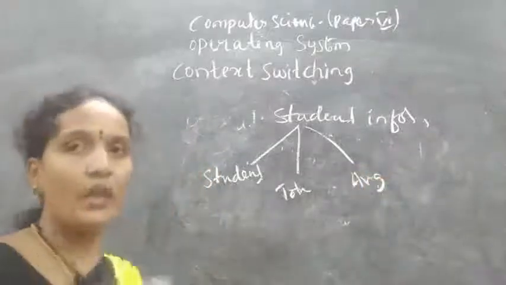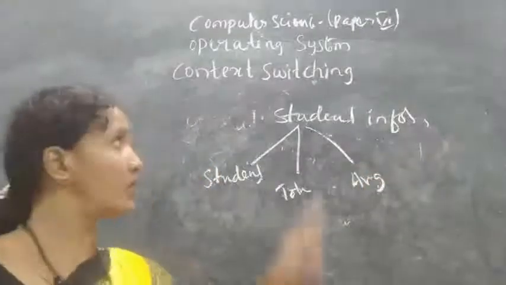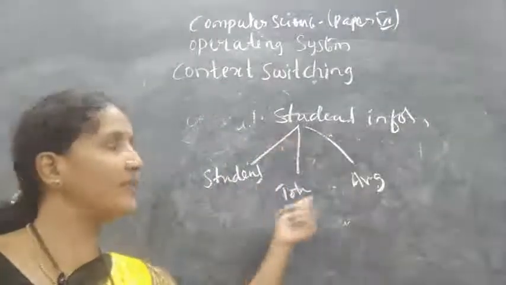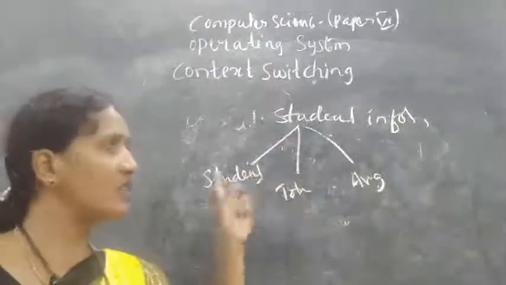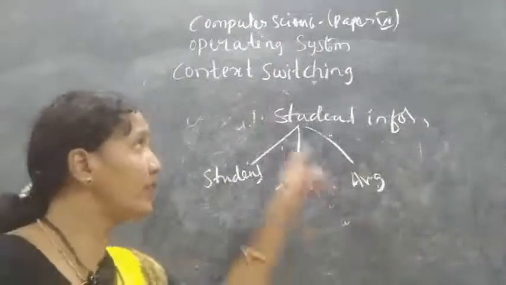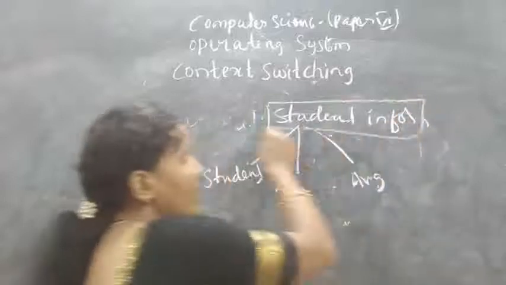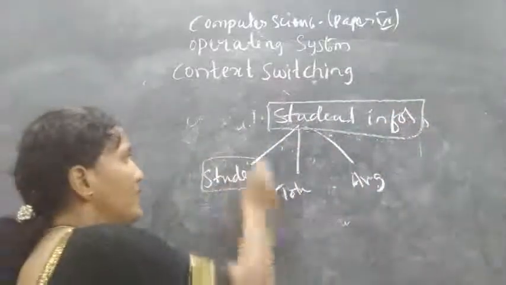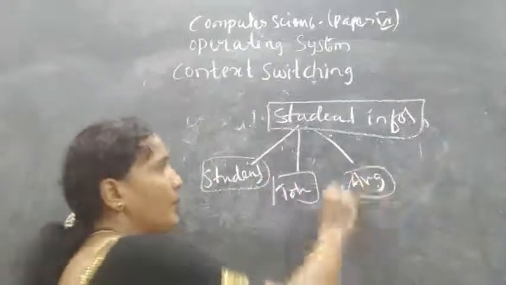Here, what is actually the parent process? Student information is a complete file. In that, how many subparts do we have? Student biodata, total marks of the student, and average of the student. So here it is a main process, and this main process is split into child processes.